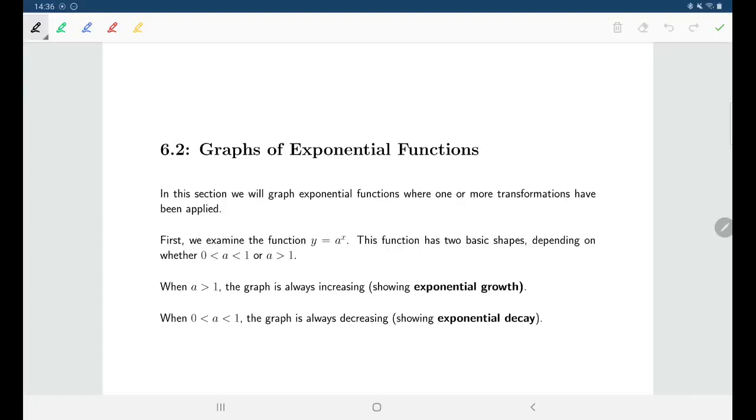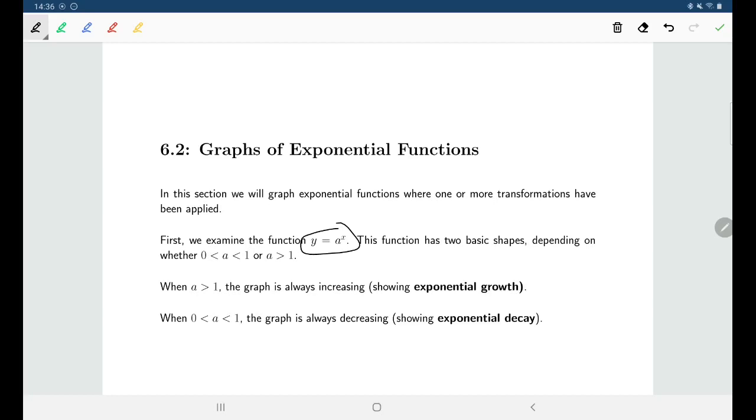Welcome back. In this section, we'll be talking about graphs of exponential functions. So we'll begin with the basic shape for our exponential functions, and then of course we'll do some graphing using transformations. A couple of things just to remind ourselves. Number one, that when we're talking about an exponential function, the base needs to be positive.